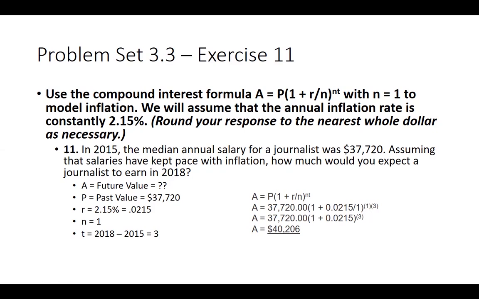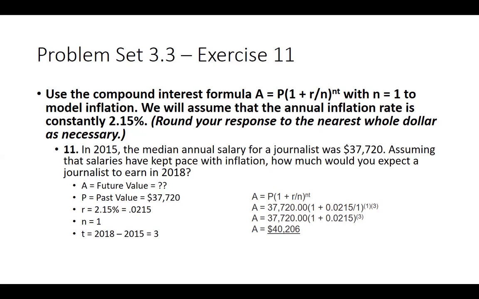Number 11. We're told to use the compound interest formula with n equals 1 to model inflation. We're going to assume that the annual inflation rate is constantly 2.15%, and we're going to round our response to the nearest whole dollar. In 2015, the median annual salary for a journalist was $37,720. Assuming that salaries have kept pace with inflation, how much would you expect a journalist to earn in 2018?